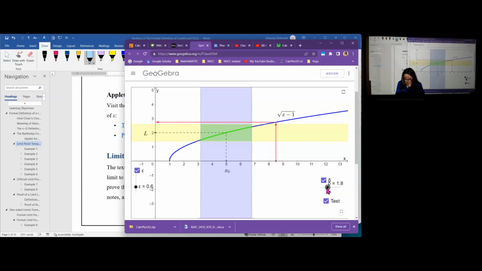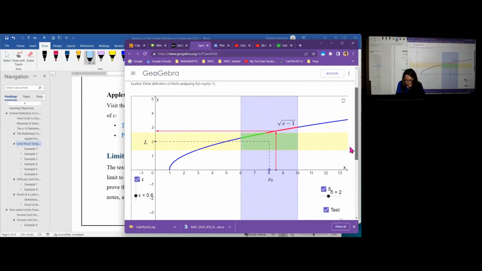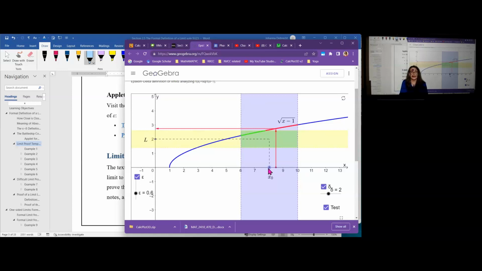Let's see if I can shrink my delta. Oops, my x naught is in the wrong place. Let me move my x naught over here. Now, where is my x naught controller? Okay, here's the test value of x. Let's see if we can shrink this blue band that you see here, so that all the values for y fit inside the yellow band around L. I can't change epsilon. It's fixed.